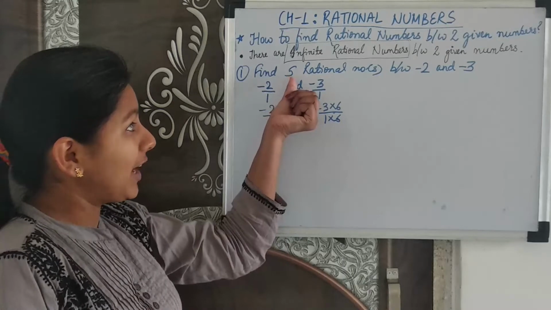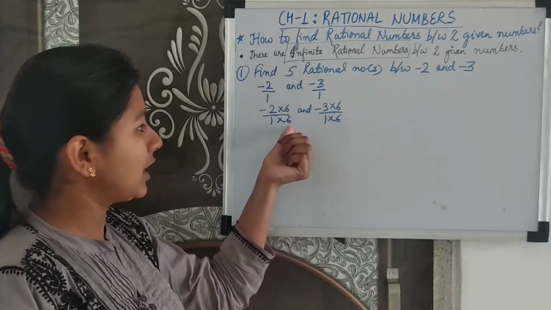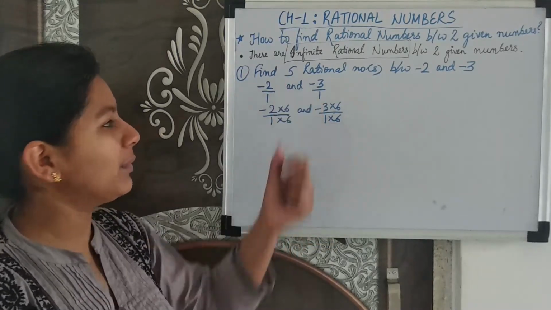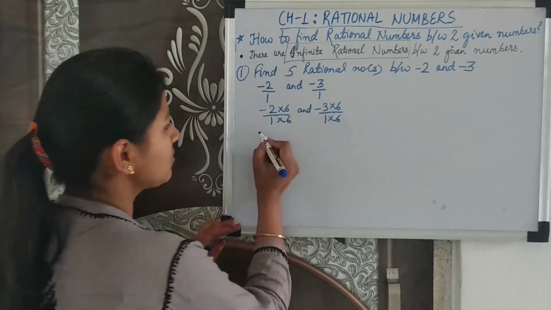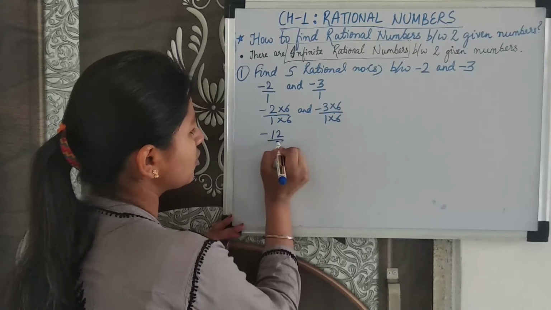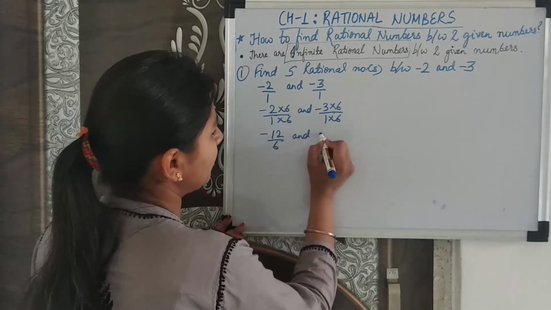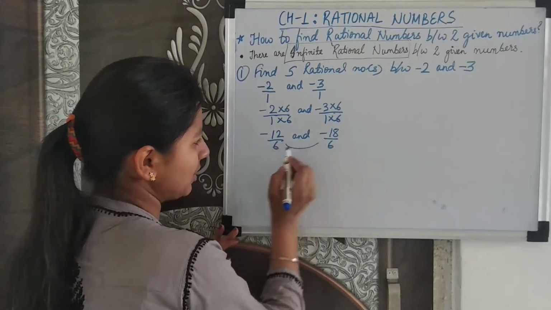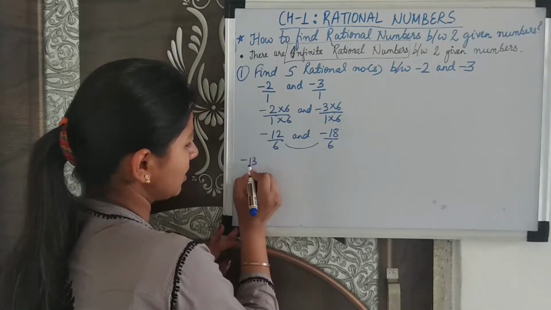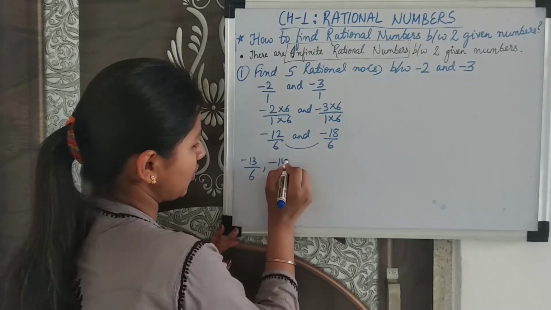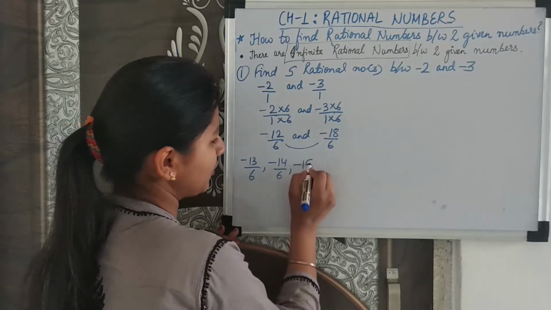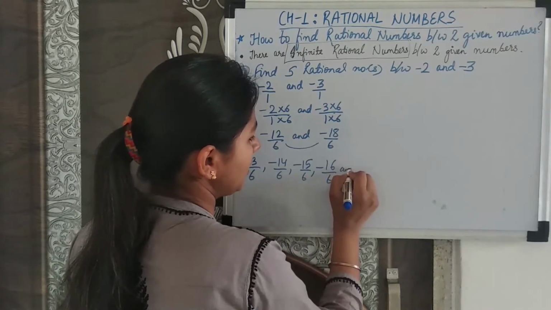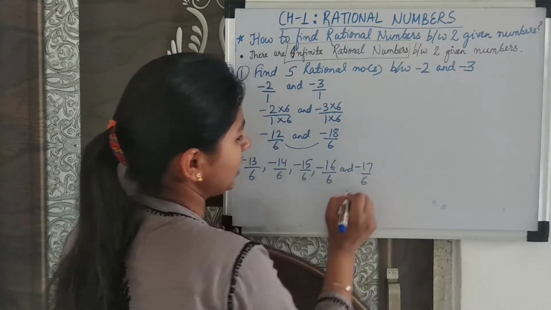But to find minimum 5, we have to take minimum 6. At least 6 you have to take to find minimum 5 rational numbers. So it will become minus 12 by 6 and minus 18 by 6. So the 5 rational numbers in between these are minus 13 by 6, minus 14 by 6, minus 15 by 6, minus 16 by 6 and minus 17 by 6.